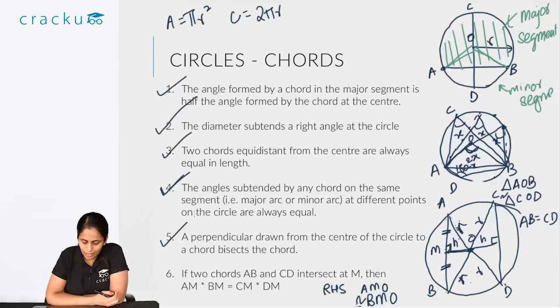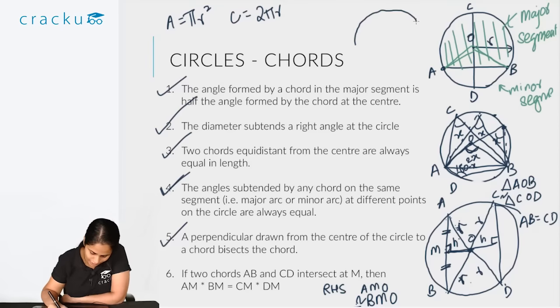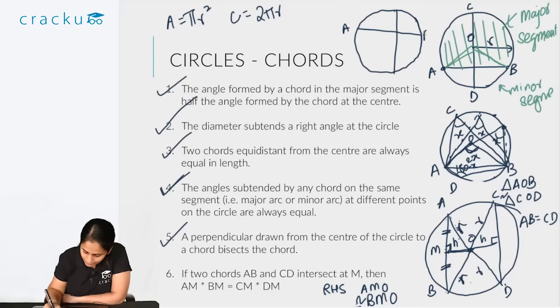Now let's come to the last property, that is, if two chords AB and CD intersect at M, then AM into BM is equal to CM into DM. For this, I'll draw a diagram. This is kind of difficult to understand initially, but if you use the concept of similarity of triangles, it is pretty easy to understand. So suppose these are two intersecting chords AB and CD, and they intersect at M.